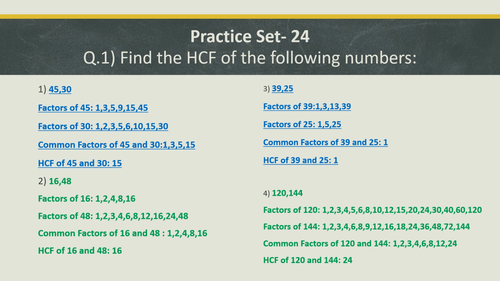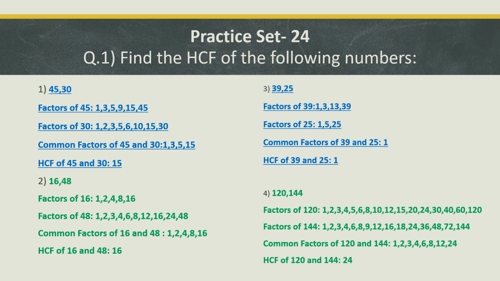So likewise we have 39 and 25. Find the factors of 39 and factors of 25. Common factor here is 1. I said the numbers whose common factor is 1 are also called coprime numbers. So HCF is also 1. Since I don't have any more numbers, 1 is the biggest number, highest number, hence I'll write HCF as 1.